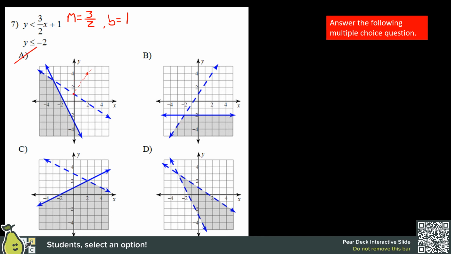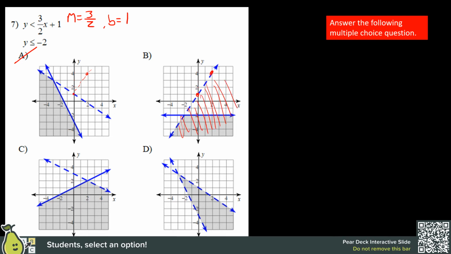That's no good. For B, come up to 1. Cool. 3/2. Rise 3, run 2. Okay, well, this line looks good. As far as shading is concerned, we should be shading everything below, right? Because y is less than. So let me shade everything this way.